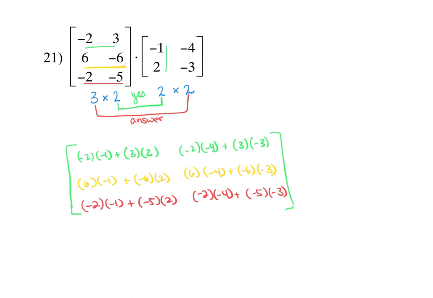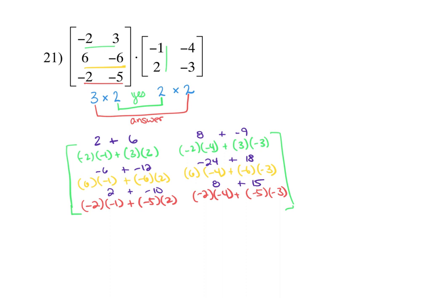Once I've done that, I literally just do my multiplication. So I go back and I say negative 2 and negative 1 is 2, plus 3 and 2 is 6. Negative 2, negative 4 is 8, plus negative 9. Negative 6 plus negative 12. Negative 24 plus 18. Positive 2, negative 10. Positive 8, positive 15. All right?